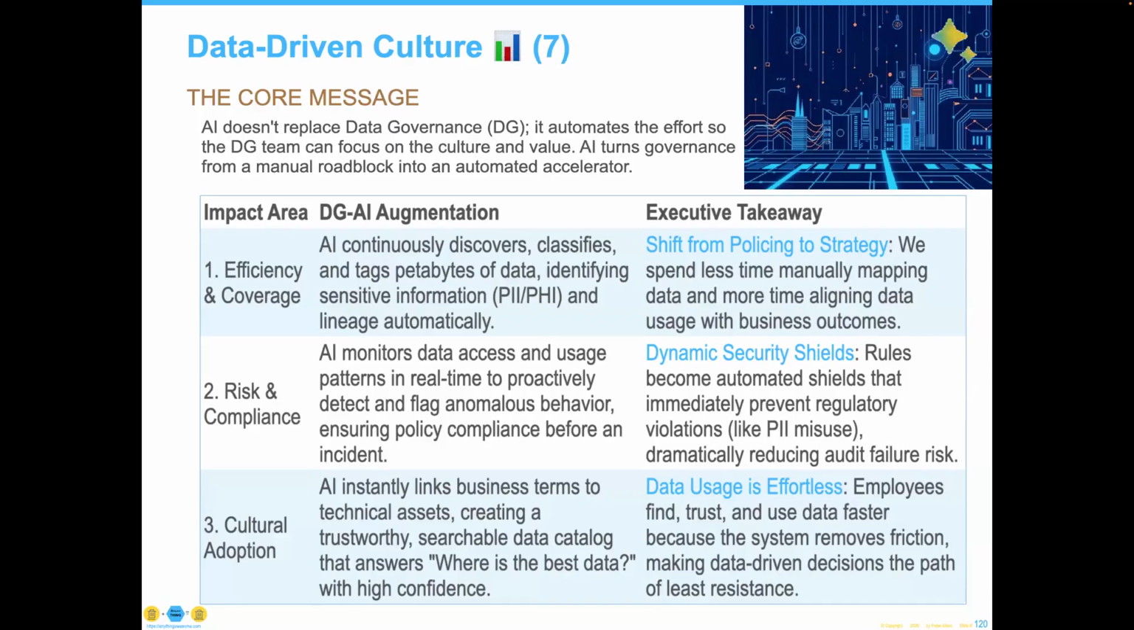Again, the data usage is kind of effortless because we can find it out much, much faster than most people are able to catch it, given those set of circumstances. We're doing an awful lot around talking about data culture these days.